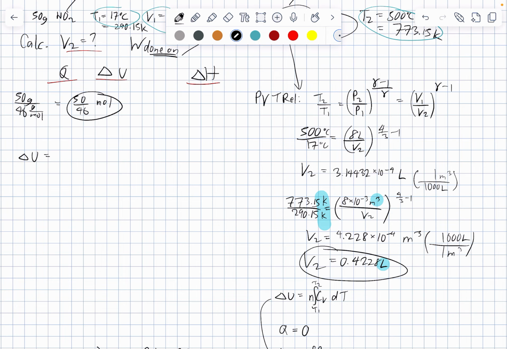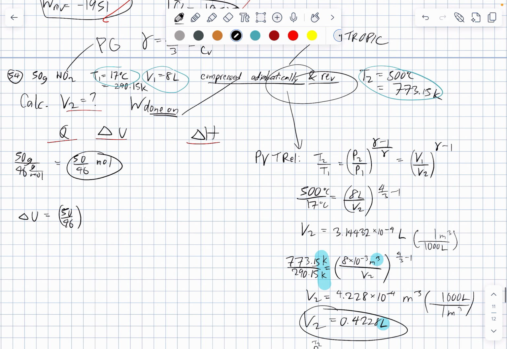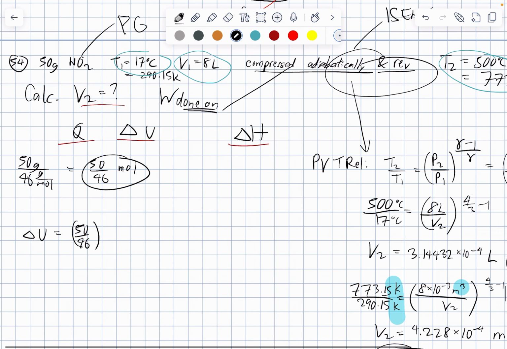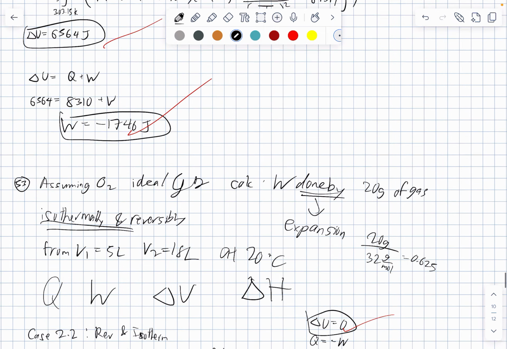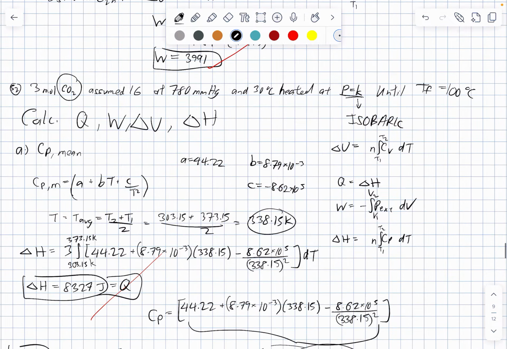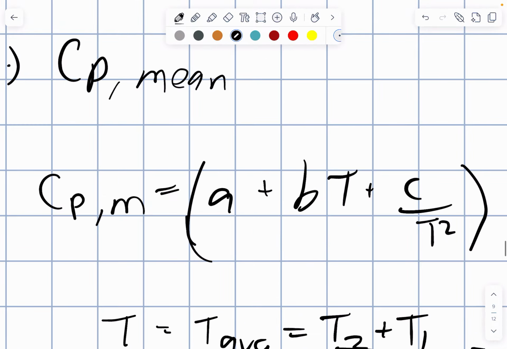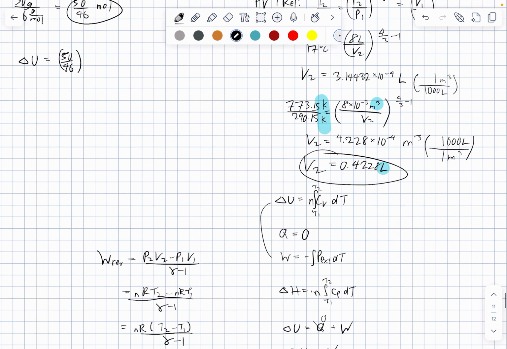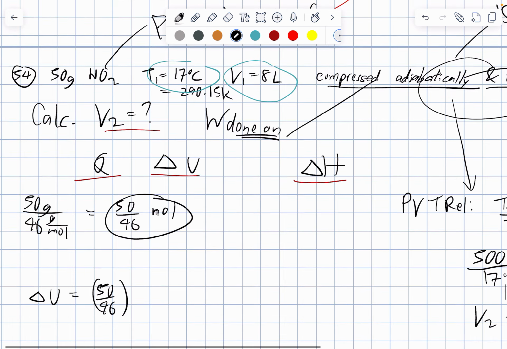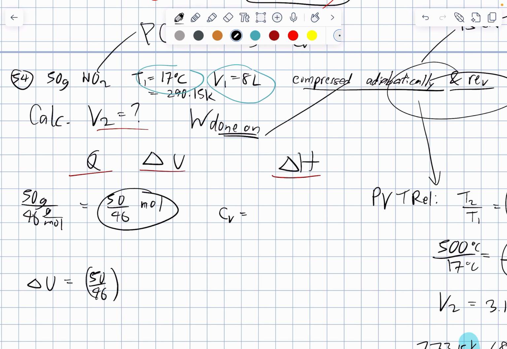Delta U equals 50 over 46 mole times Cv. Where do we get Cv and Cp? We don't have any information, no? We cannot use this one, no? Because apparently in the table, the same table that I am basing my constants on, it does not have information for NO2. So what we do as a last resort is by the table.